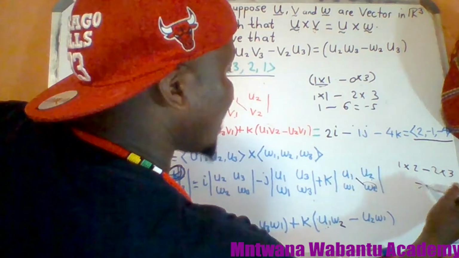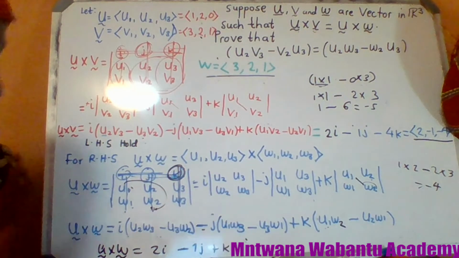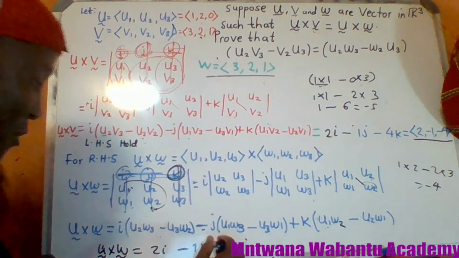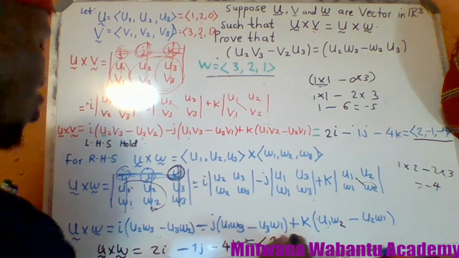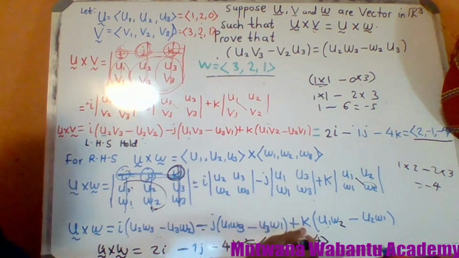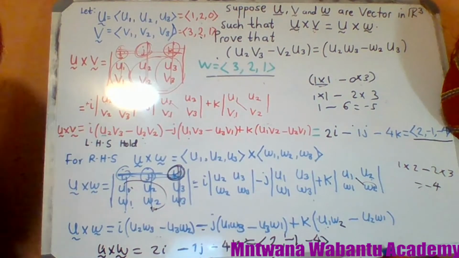So it gives us what? Negative 4. So this is going to be negative 4 for the last one. So finally, you see the same: 2, negative 1 and negative 4, which is left hand side equal to the right hand side. So it holds. So for the first part we have proved this is true.